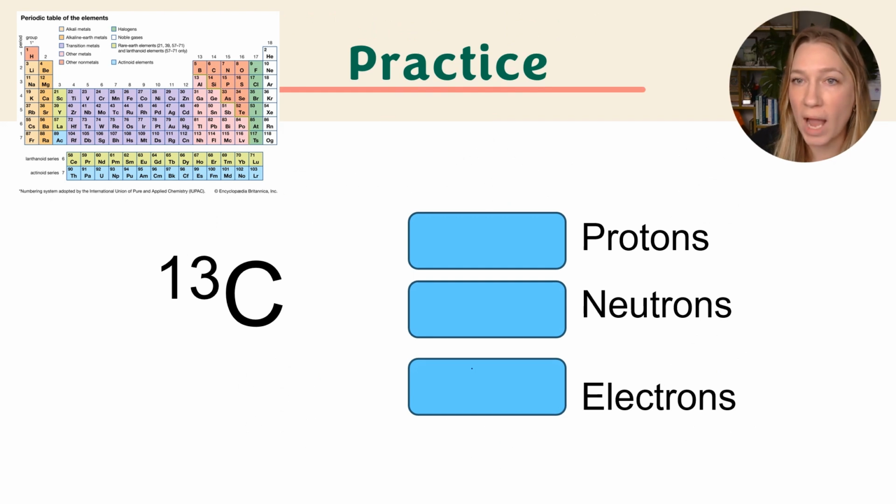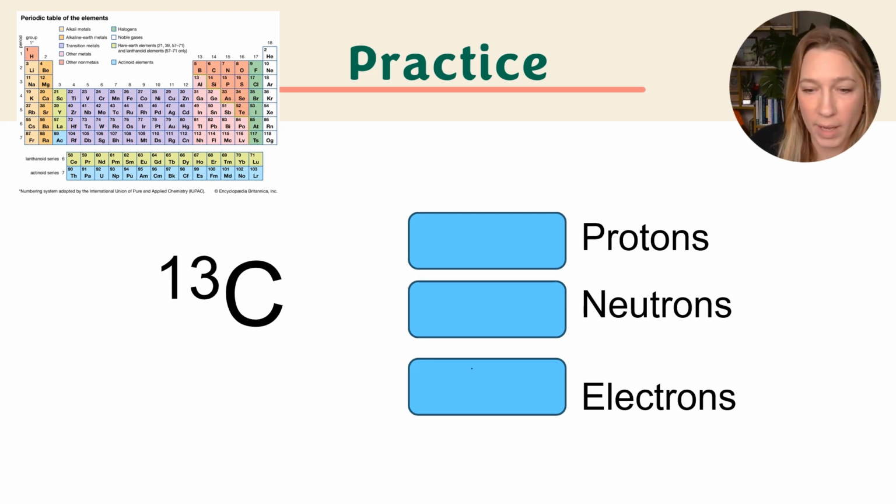Let's walk through some practice examples of identifying the numbers of protons, neutrons, and electrons of given elements. If we have the atomic symbol C, an atomic mass of 13, this is carbon 13, and we must identify the number of protons, neutrons, and electrons that it has. So first, carbon is always going to have 6 protons. If it has 5, it's no longer carbon, it's boron, and if it has 7, it's now nitrogen.